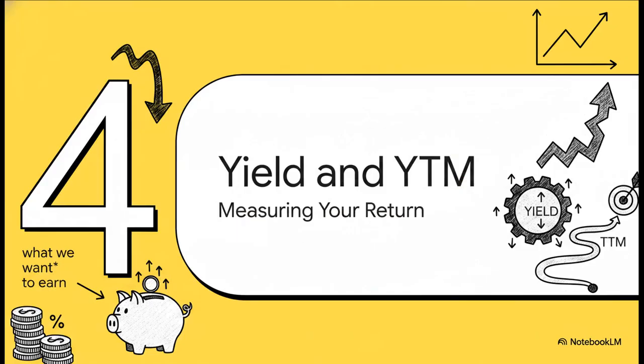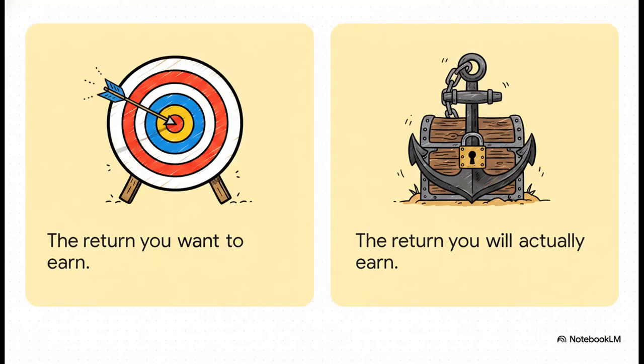All right, Section 4. Let's talk about yield and YTM and how we measure your actual return. So now that we know how to price a bond based on what we want to earn, let's completely reverse the math. Let's compare two vital ways to look at the returns you're actually generating. Your required rate of return is what you want to earn to justify taking on the risk. But your yield to maturity, or YTM, that's what you will earn.